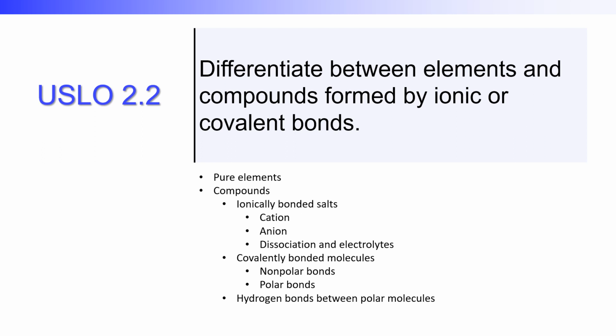Under covalently bonded molecules, we're going to learn what a nonpolar bond is, what makes up a nonpolar covalent bond, versus what makes up a polar covalent bond. And then our last sort of bond that we're going to talk about really isn't a real bond at all. It's actually an attraction between molecules, but we still call it a bond, and that is the hydrogen bond. So let's get started.